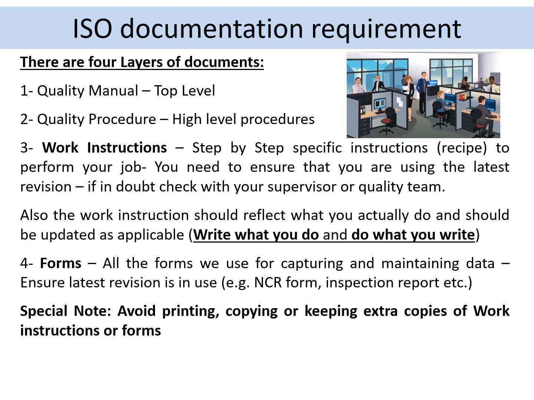The second level of documentation is quality procedure. This is again a high level procedure, but every department or every function has its own procedure. For example, purchasing would have its own procedure, human resources would have its own procedure, and production would have its own procedure. Number 3 is work instruction, which is more related to the people on the floor.